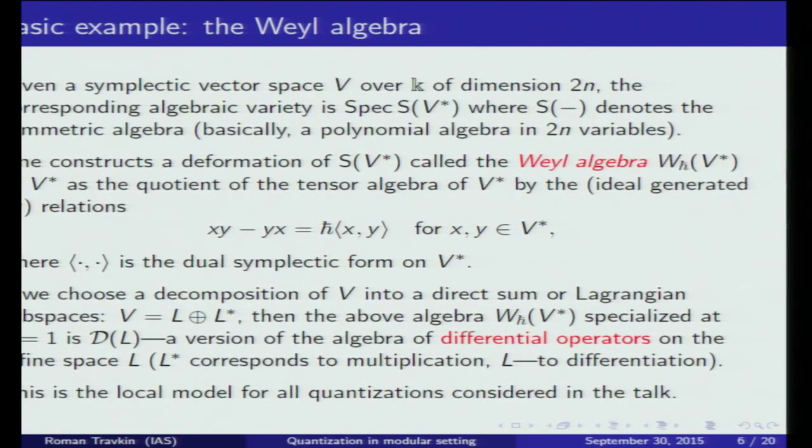If we choose a decomposition of V into a direct sum of Lagrangian subspaces, so V equals L direct sum L star, then this Weyl algebra, W of V star, specializes when h bar equals 1 and becomes D of L, which is a version of the algebra of differential operators on the affine space L. So in D of L, L star becomes the multiplication and L becomes the differentiation. So this is the standard picture of the Weyl algebra. This is the local model for all quantizations considered in this talk.